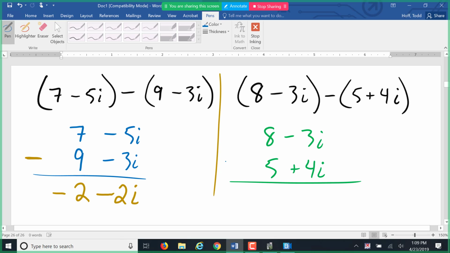So we line them up and we're going to subtract. Negative 3i minus 4i is negative 7i. 8 minus 5 is 3. So 3 minus 7i is our result.